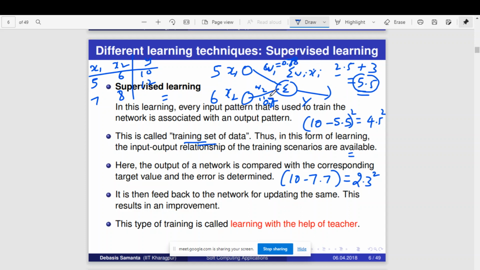So if both are 0.8, then what will be the output? 4 plus 5 into 0.8 plus 6 into 0.8. What is that? 8.8, right? So what is the error now? 10 minus 8.8 is 1.2 whole square. Still it is a positive error. Okay. So say that we are making W1 as 0.9 and W2 also as 0.9.